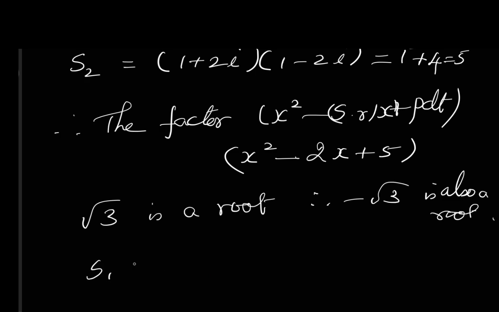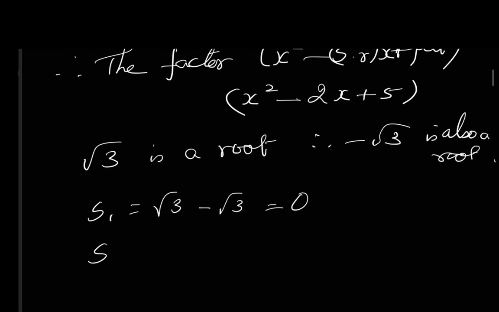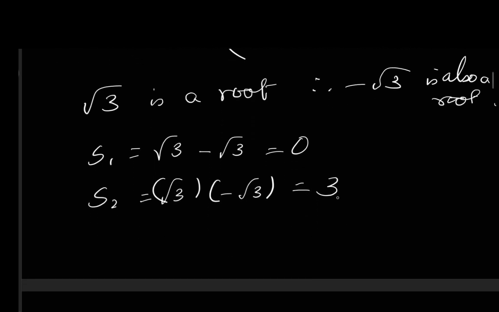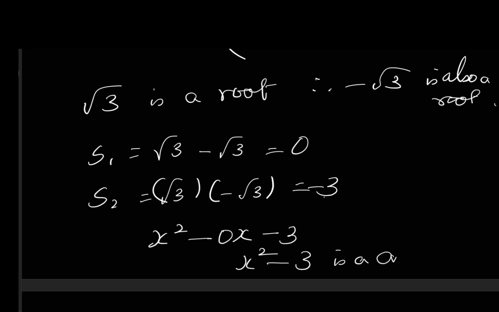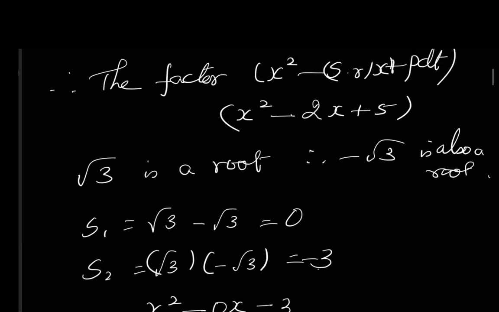Therefore the sum of the roots, root 3 and minus root 3, is equal to 0. The product of the roots, root 3 into minus root 3, is minus 3. Therefore x squared minus (sum of the roots) x, which is 0x, plus product minus 3, equal to 0. So you need not write 0x. So x squared minus 3 is another factor. So you got two quadratic factors.